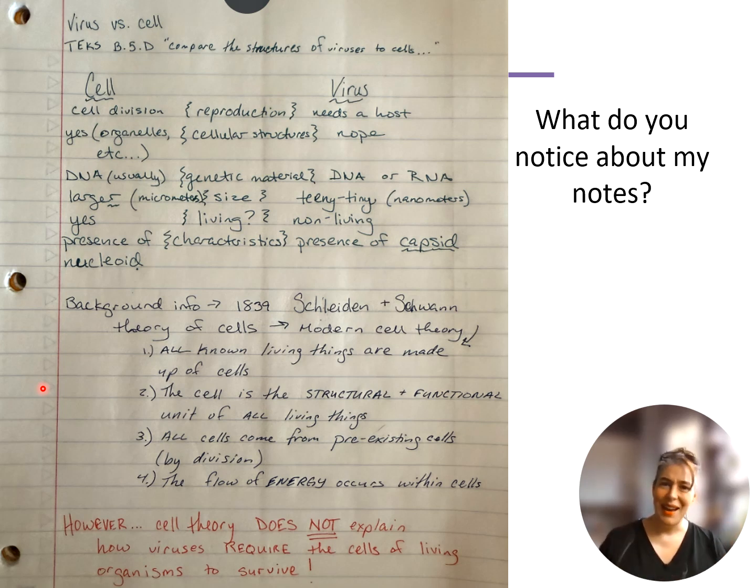So why did I bring up cell theory? Because cell theory doesn't actually explain how viruses require the use of cells. Viruses are weird. That's part of their uniqueness. They're weird. And so cells are living. Viruses require cells in order to survive. So it's one of those like wild things. I love it. Science is filled with things that hopefully you guys will come up with answers for when you enter the scientific field as professionals.